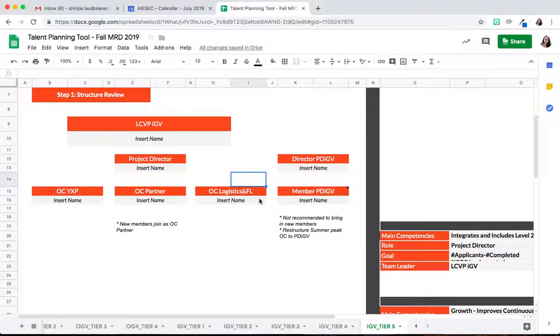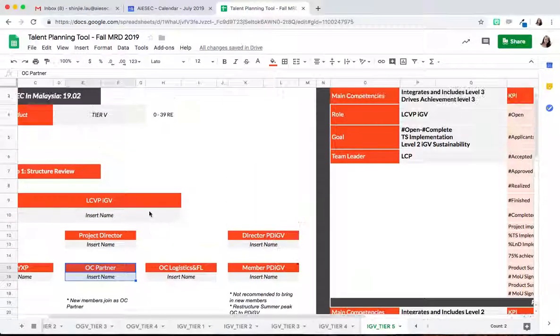Another thing I want to highlight is that in this upcoming fall MRD, we will not encourage you to bring any new member for PD for iGV, but instead you should restructure summer peak OCs to PD for iGV. Currently, all the OCs in this structure, you can restructure them into that. At the same time, the question comes: if I have a new member interested in joining PD, where should they go? My suggestion is they should go under the project director structure to really understand what a project is first, which is going to be this role itself. Okay, so this is the minor change in terms of building your pipeline.